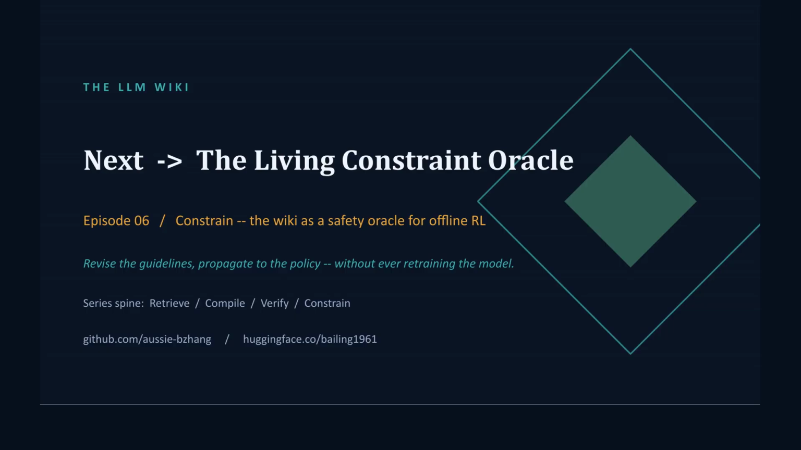And that sets up the final pillar. We have learned to retrieve, to compile, and now to verify. What remains is to constrain, to take this verified, structured knowledge and use it to keep an autonomous agent safe as it acts in the world. That is where the wiki stops being a reference, and becomes something stranger and more powerful, a living constraint oracle for a reinforcement learning policy, one whose guidelines can be revised without ever retraining the model.